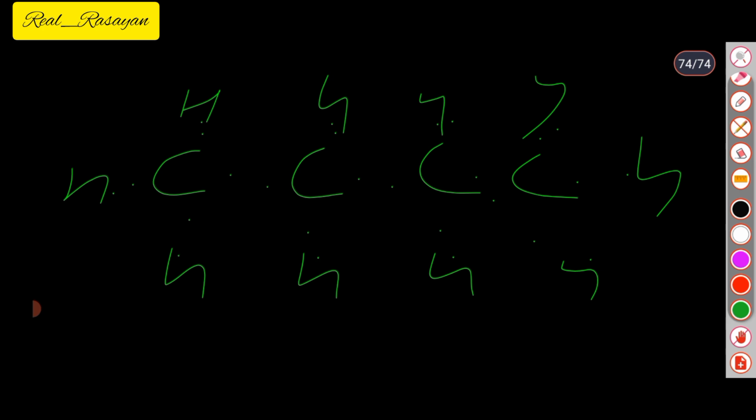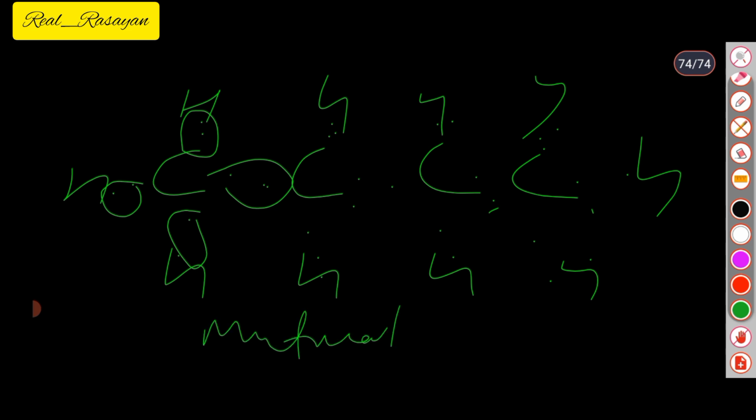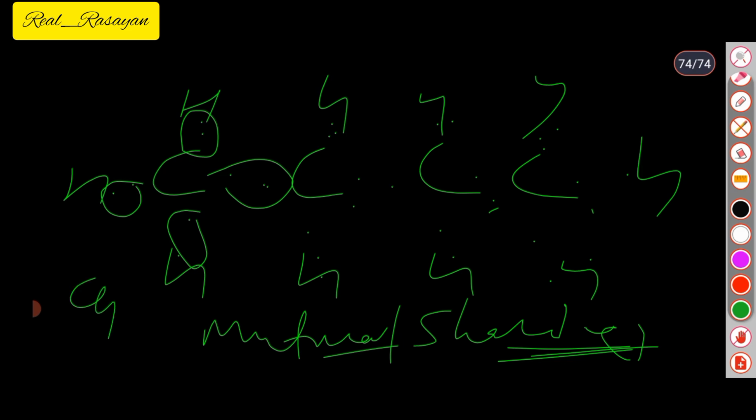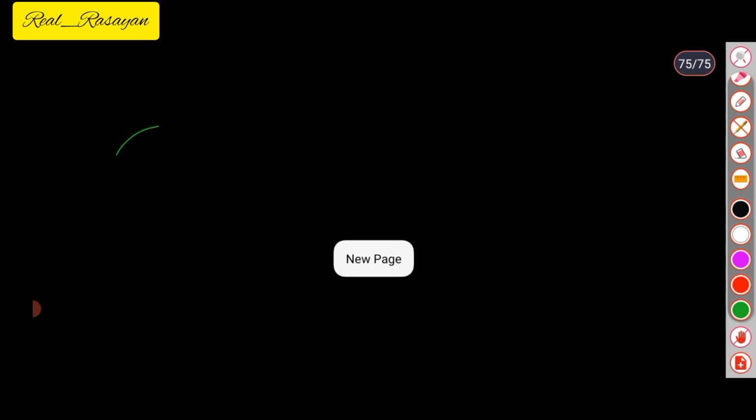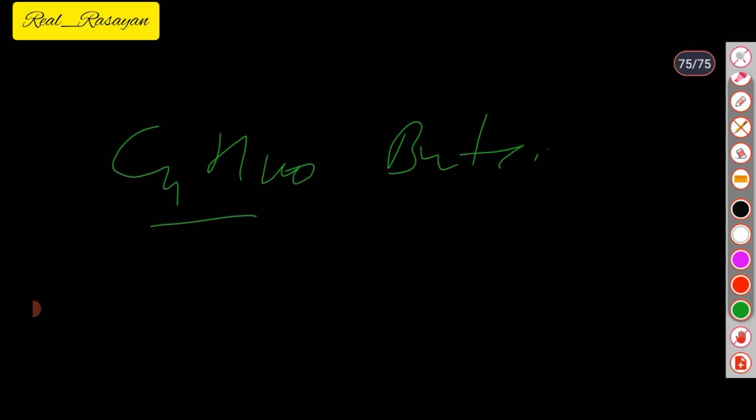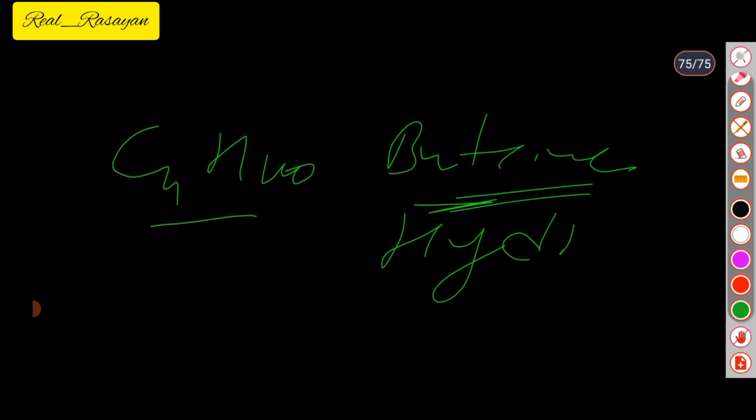So carbon is tetravalent. It will form 4 covalent bonds. 1, 2, 3, 4. So there is mutual sharing of electrons to form the covalent bond. Here the formula is C4, 1, 2, 3, 4 and H10. This is butane. C4H10 is butane. This is a hydrocarbon.